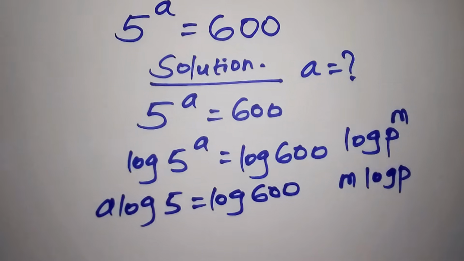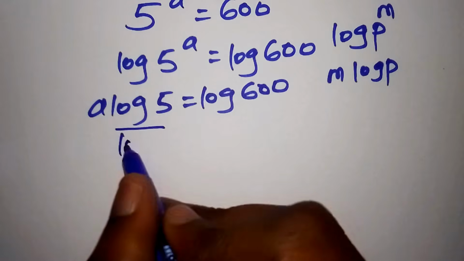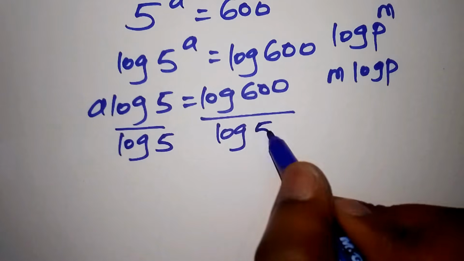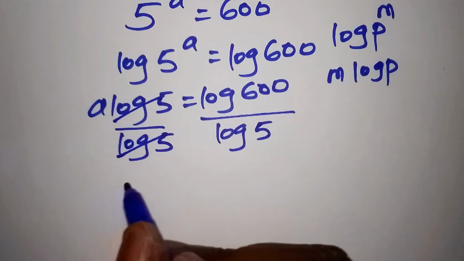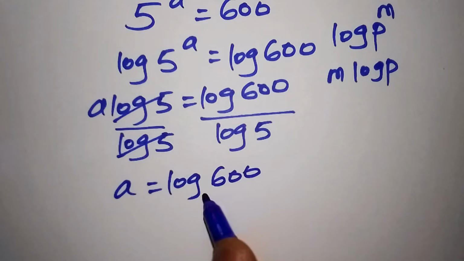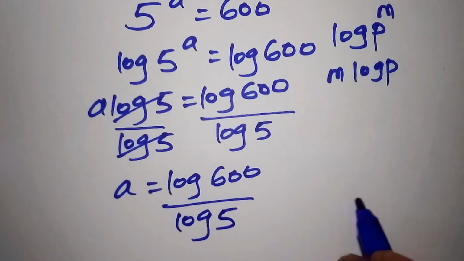So the next step now we shall have to do away with log 5. So meaning that we shall divide both sides by the log of 5. Log 5 and log 5 shall cancel, so a is equals to the log of 600, all over the log of 5. So let's now simplify it further.